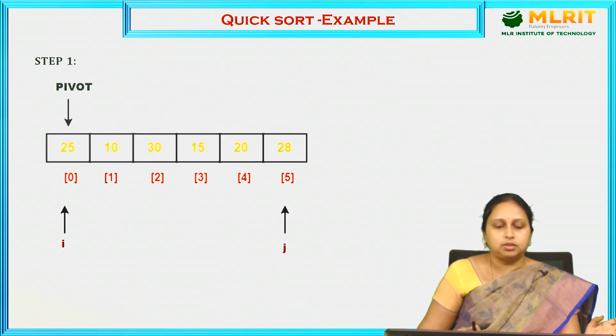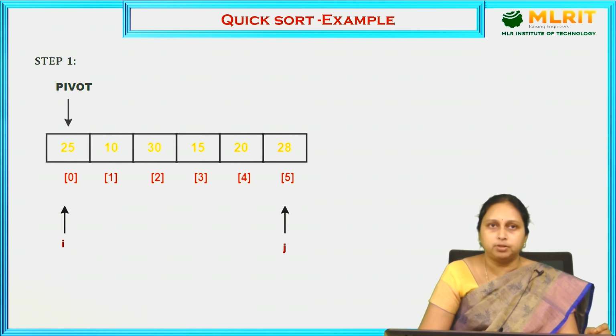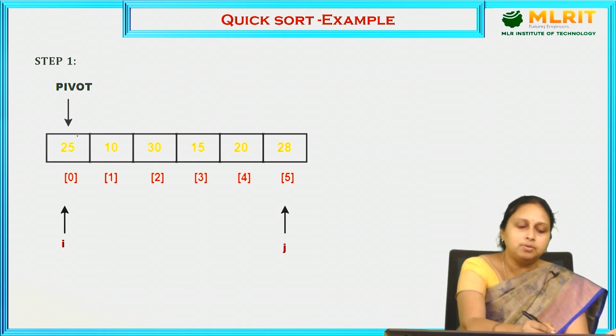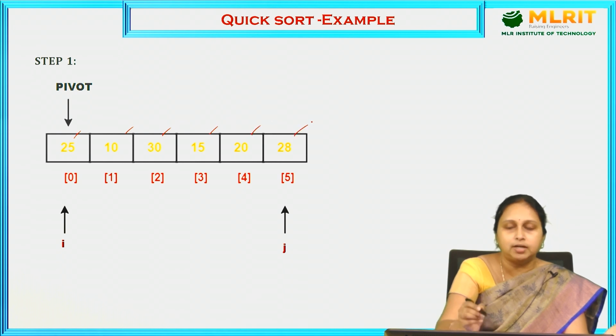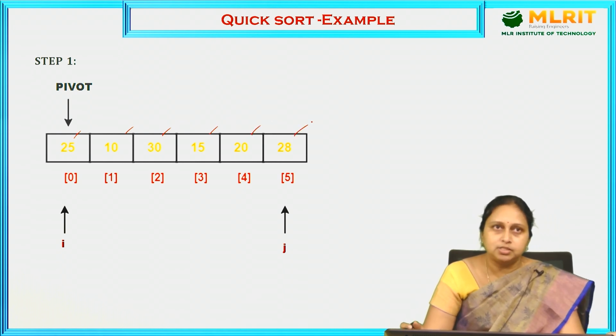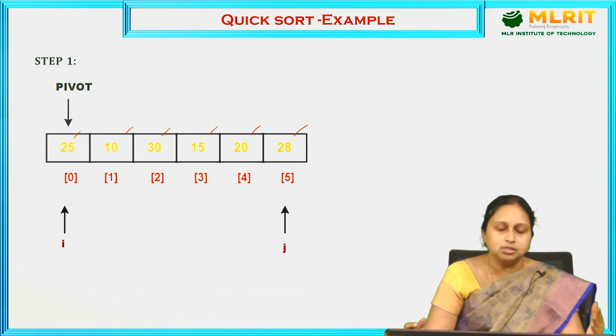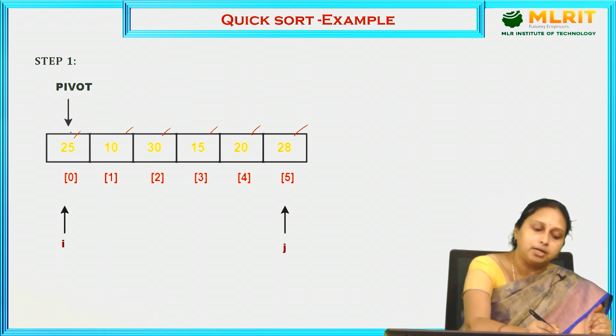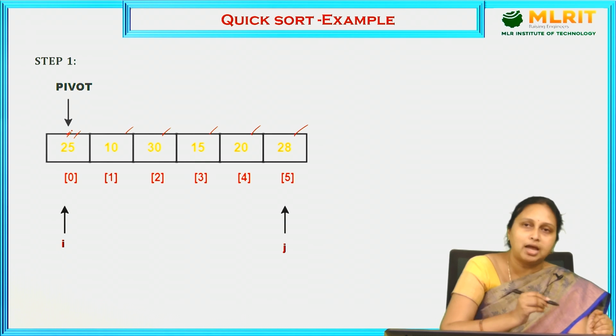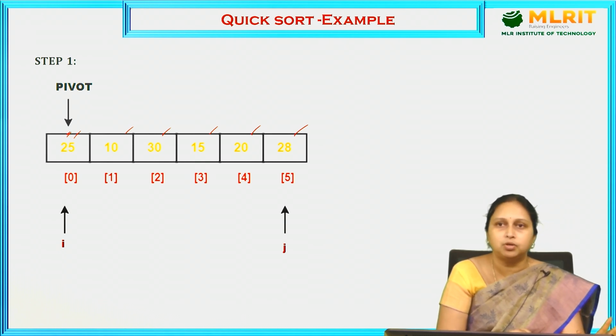Let us see with an example how this is going to be done. Consider these elements: 25, 10, 30, 28, 20 and 20. This is the list of elements we have taken. And what are the algorithm steps we need to remember? According to that, we proceed with this example. The first step is to read the array elements and identify the pivot element. The first element is the pivot element.